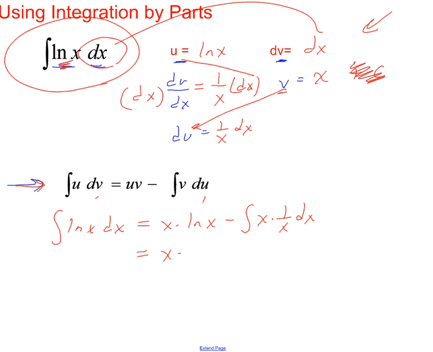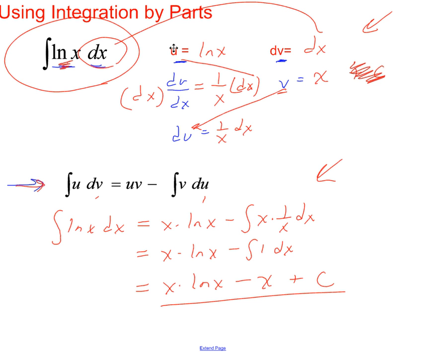So it's x ln x. I can now simplify that integral, and I'm going to get the integral of just 1 dx. That I can integrate. So I have x times ln x minus x, and now I will add back that c. That should be our answer.